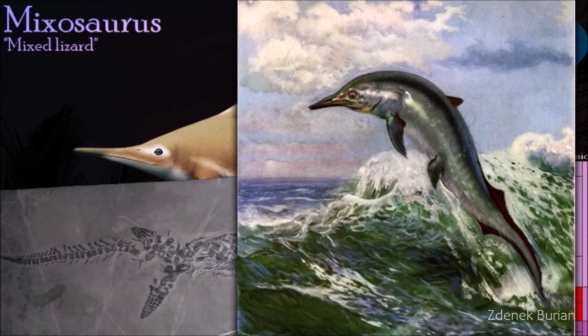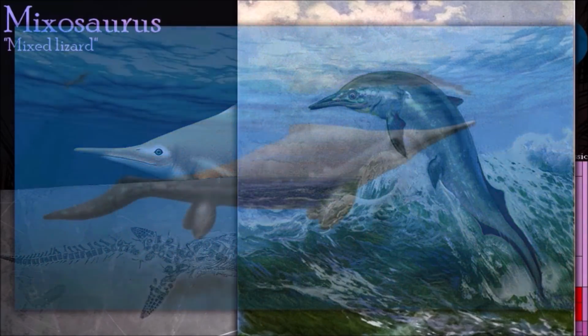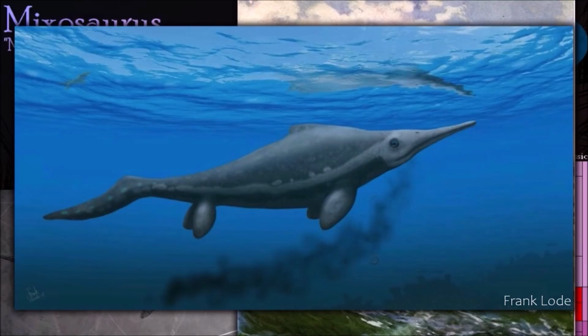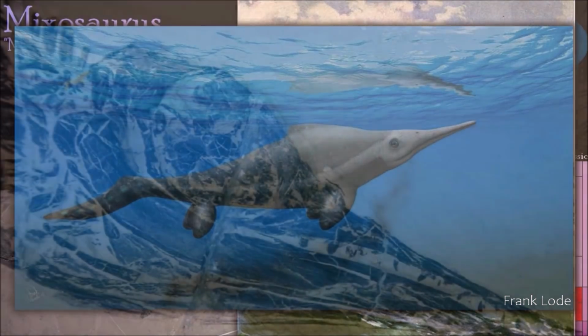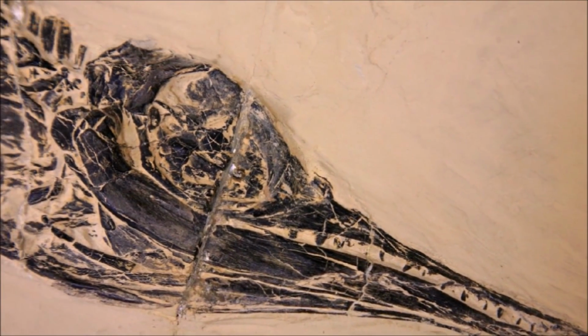Mixosaurus was undoubtedly a fast swimmer and used its speed to surge through schools of fish, which made up the bulk of its diet. Compared to most other ichthyosaurs, it was small, with most individuals falling short of 1 meter in length. However, some later cousins reached more than 4 times that size.